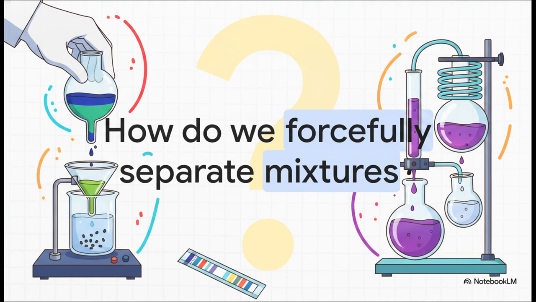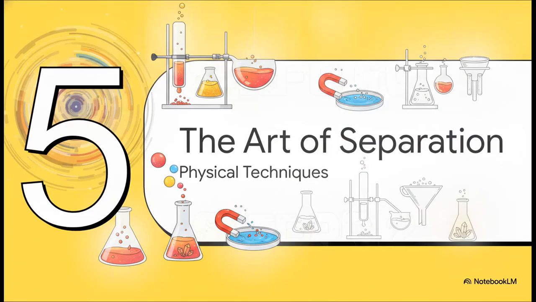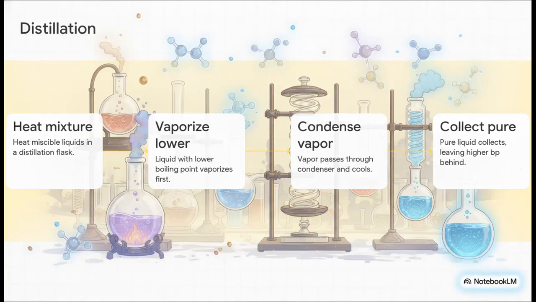Okay, so we've seen how matter combines in all these diverse, incredible ways. But this raises a huge question. If things mix so perfectly, how in the world do we force them apart? How do we isolate the pure substances we actually need? Let's find out in Section 5, the art of separation. We're looking at the everyday mechanical and physical procedures scientists use to separate mixtures.